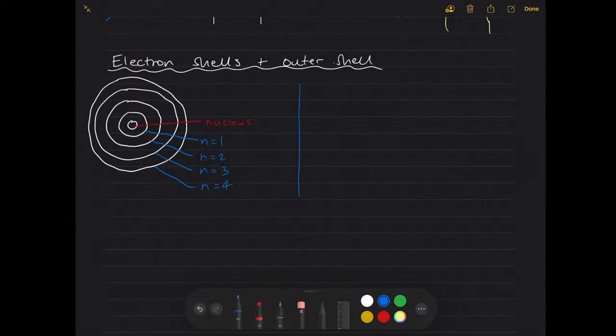And you will need to memorize how many electrons fit in each shell as a maximum. So I'm going to go ahead and draw a table very quickly here, which is the shell, n, and the maximum number of electrons that can fit in each shell. n equals 1, 2, and 3. You need to memorize 2 electrons max in the first shell, 8 in the second, and 8 in the third.